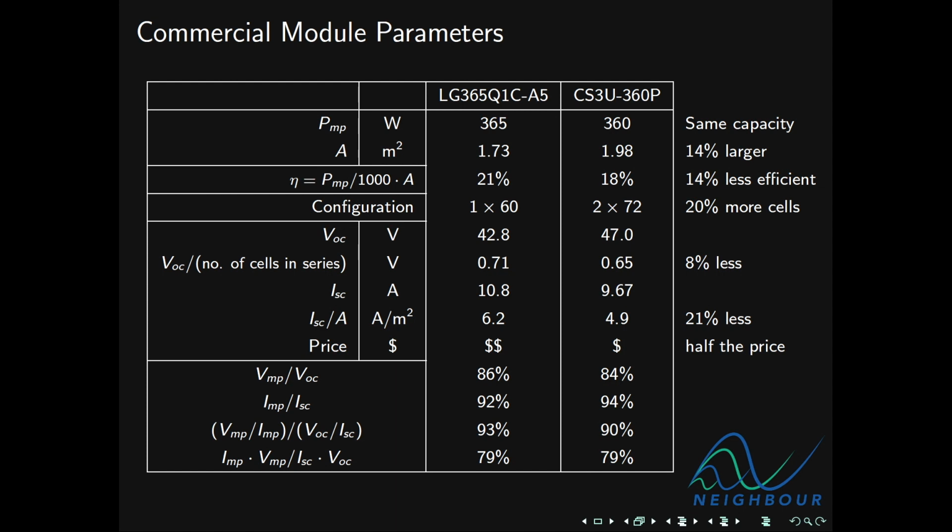For example, knowing that the fill factor is about 80% and just knowing a module's open circuit voltage and short circuit current, I can estimate that its capacity at standard conditions is going to be just 80% of the product of the short circuit current and the open circuit voltage.